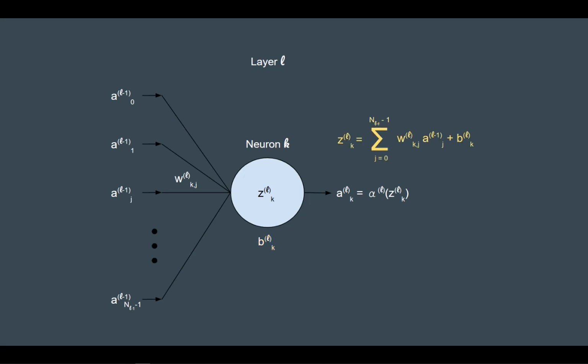The neuron's net value is calculated by summing the multiplications of the inputs and their corresponding weights and adding the neuron's bias. The neuron's output is calculated by passing the net value through the layer's activation function. Each layer can have its own activation function labeled alpha superscript L.